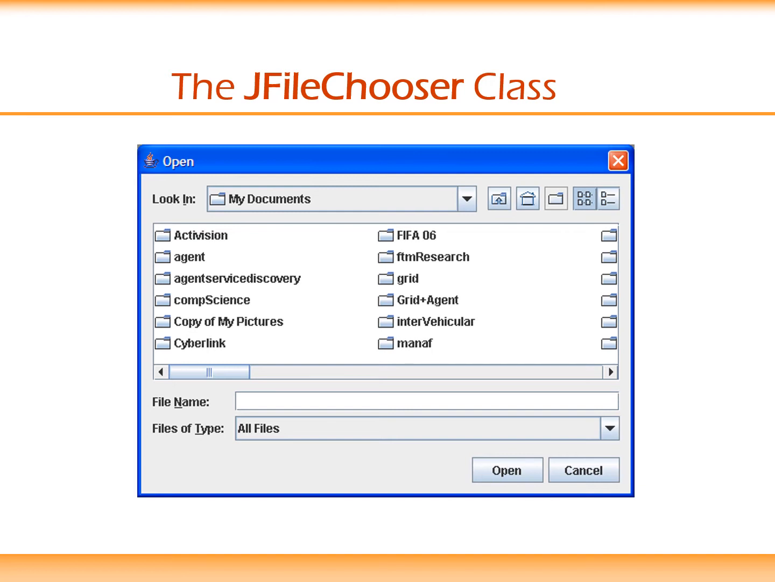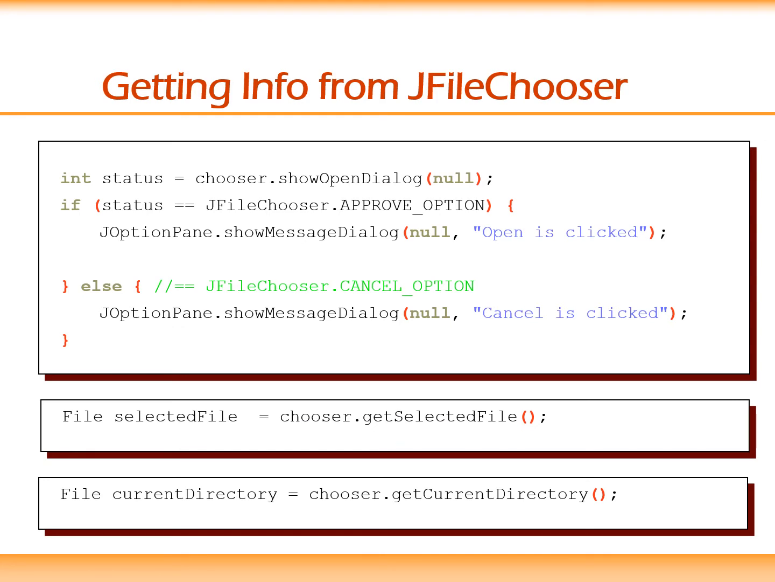It depends on whether you specify the directory. If you do, it will be at the directory that you have specified. Okay, getting info from the file chooser. Let's say you have done this, and then you want to check jFileChooser.approve option, whether it is being opened or clicked. You can use this function to check the status, or you can get the selected file. Let's say you have selected a file, so you want to know the name of the file, or what directory is selected in the JFileChooser.